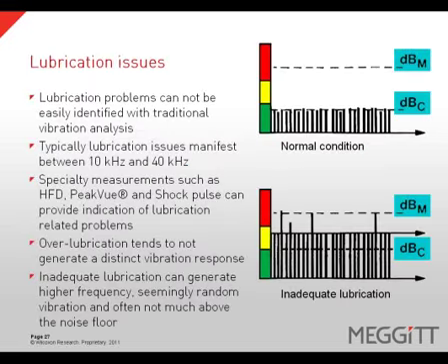Lubrication problems are not easily identified with traditional vibration techniques. A lubrication problem will manifest itself in the 10 kHz to 40 kHz range. Specialty measurements such as HFD, peak view, and shock pulse can provide an indication of a lubrication-related problem. Over-lubrication does not tend to generate a distinct vibration response, while under-lubrication can generate high-frequency, seemingly random vibration that is often not much higher in amplitude than the noise floor.